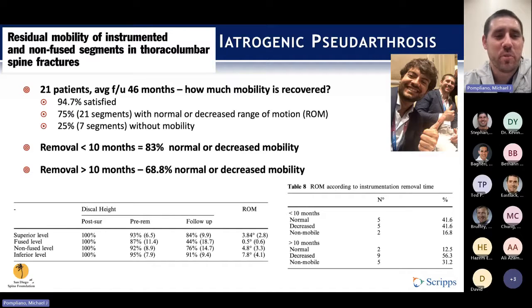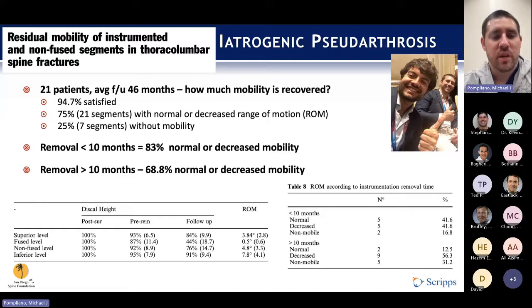This is a study that looked at residual mobility of instrumented and non-fused segments in thoracolumbar spine fractures. 21 patients, 46-month follow-up, basically looking at how much mobility is recovered following implant removal. They found 75% with normal or decreased range of motion and 25% without mobility. So at removal less than 10 months postoperatively, there's 83% normal or decreased mobility compared to greater than 10 months postoperatively. I think typically most people say at least 9 months, usually closer to a year. So I was a little surprised that this 10 months was below that, but it may give second thought as far as when we're taking these out in order to save some of the mobility at that level.